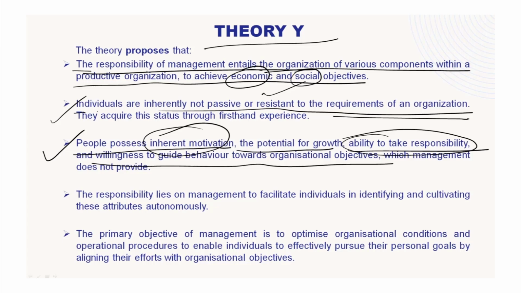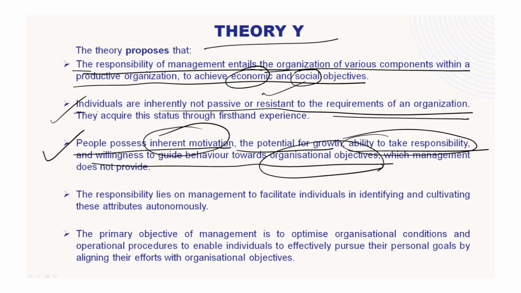Now, we know what is intrinsic and what is extrinsic motivation. Ability to take responsibility: the employees within the organization are ready to take the initiatives and they are ready to take the responsibility for their actions. Willingness to guide behavior towards organizational objectives. So, the employees are very much willing to change any kind of their behavior or activities, like learning new techniques, attending seminars and workshops to increase their efficiency for the purpose of organizational objectives.